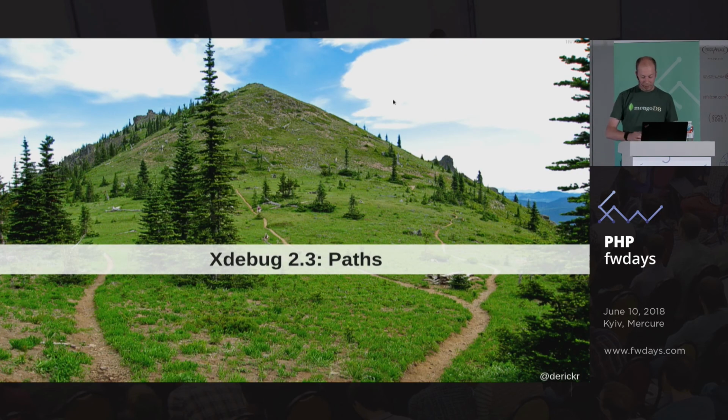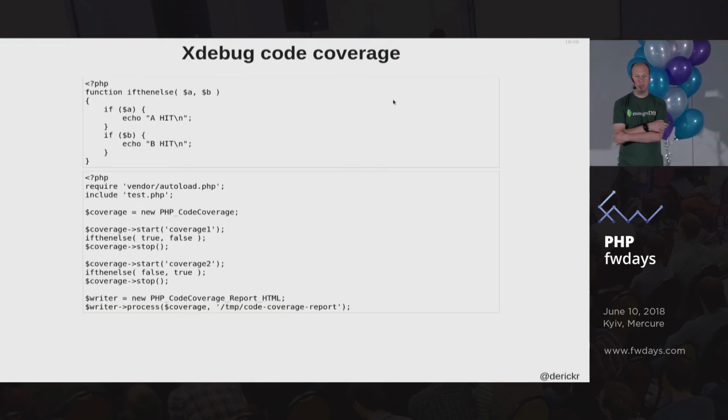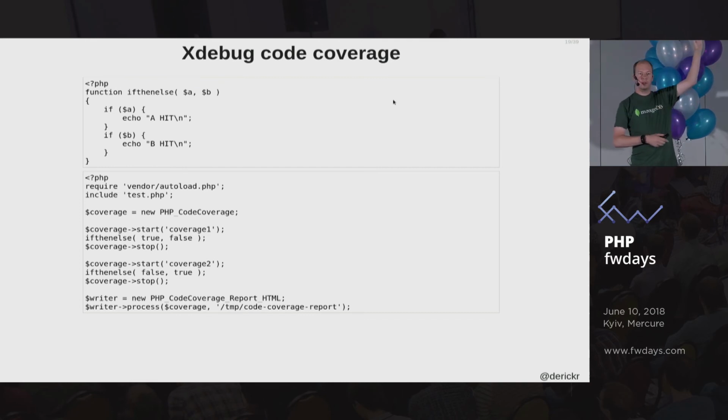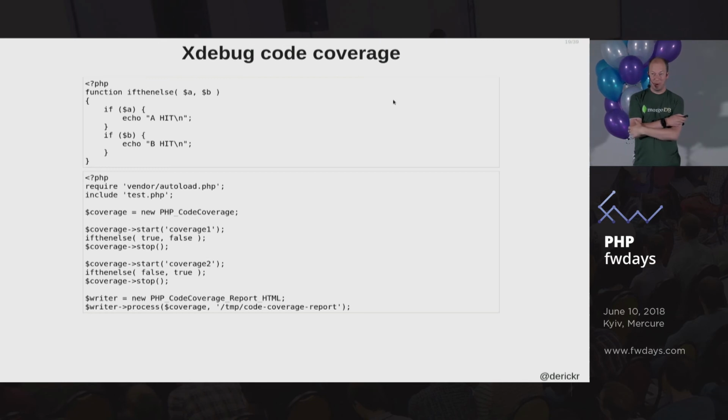All right, so Xdebug 2.3 also comes with something like paths. If any of you have used PHPUnit with code coverage, just a show of hands. All right. How many of you have 100% code coverage? Okay, a few brave souls raising their hands. Well, let me tell you, 100% code coverage is still a lie. Let me demonstrate why.